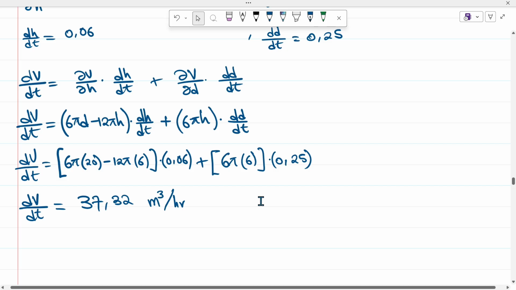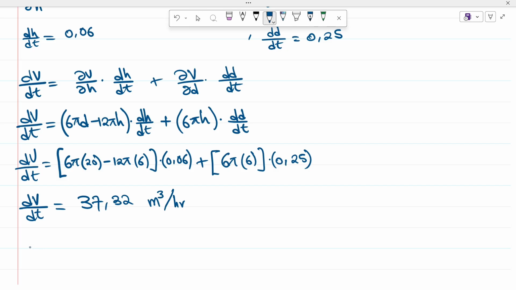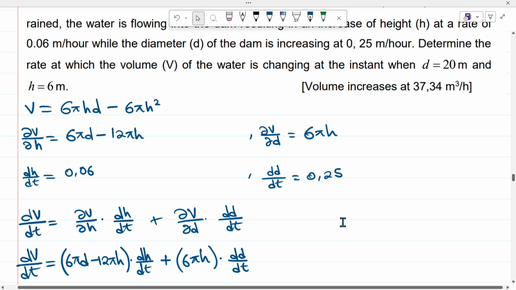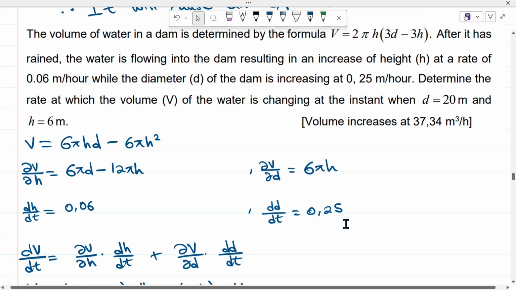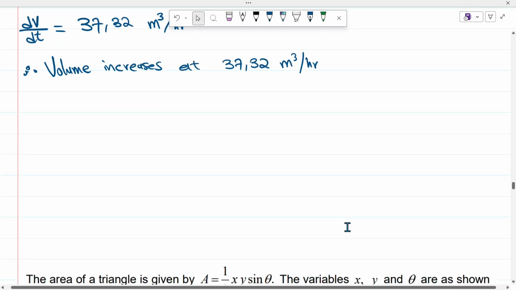This means that we can conclude that therefore the volume increases at 37.32 cubic meters per hour. So that's what you're going to conclude from this question. So yeah, that was it for that question. Let's quickly check another question.